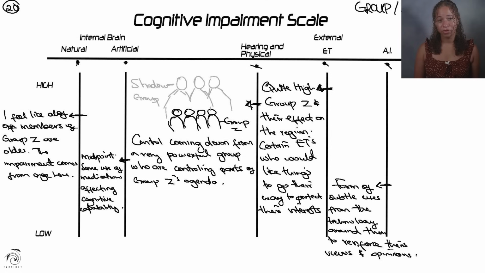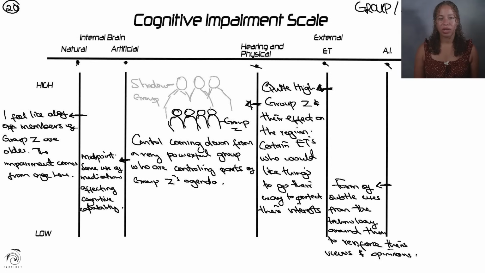Moving to the external brain, focusing on hearing and physical. This is also high, and for this, as you can see in this sketch, I have Group Z, but then there's a shadow group right behind this group. It feels like control comes down from a very powerful group who are controlling parts of Group Z's agenda. So Group Z is not at the top of the food chain. There's an even bigger group, not necessarily size-wise, but in influence and power, that are kind of pulling the strings for Group Z.